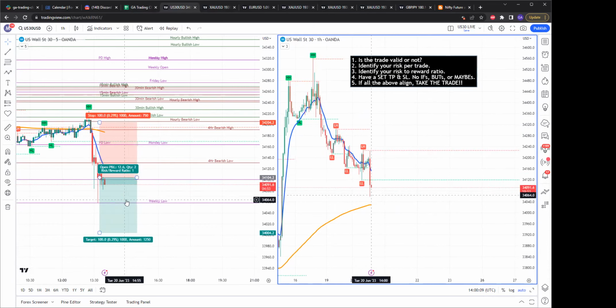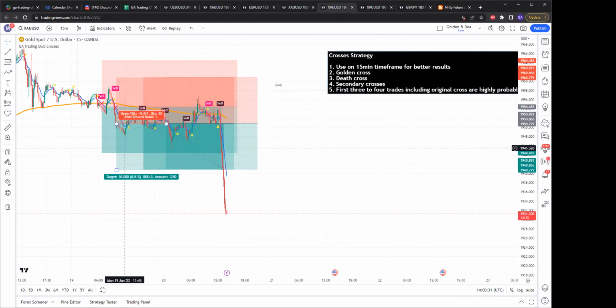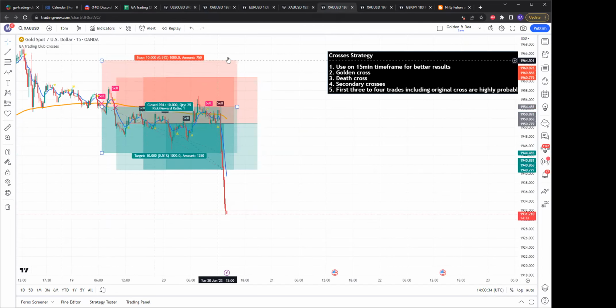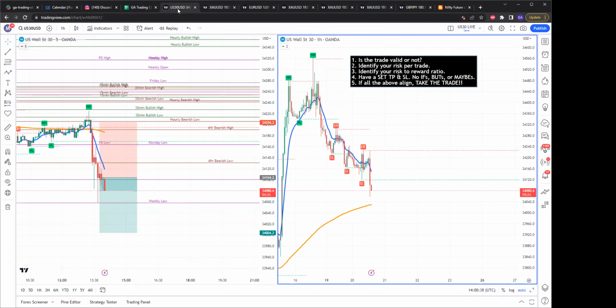So risk per trade, for example, for this trade, I did say I was taking it with a 0.5% risk. More recently, I've started taking trades with a 1% risk. So nowadays, if a trade has like a 90% probability of hitting, which for me mostly is the crosses indicator, because this has like a 90 to 98% win rate, I will take it with a 1% risk. Trades that have like a 70 to 80% probability, I will take with a 0.5% risk.